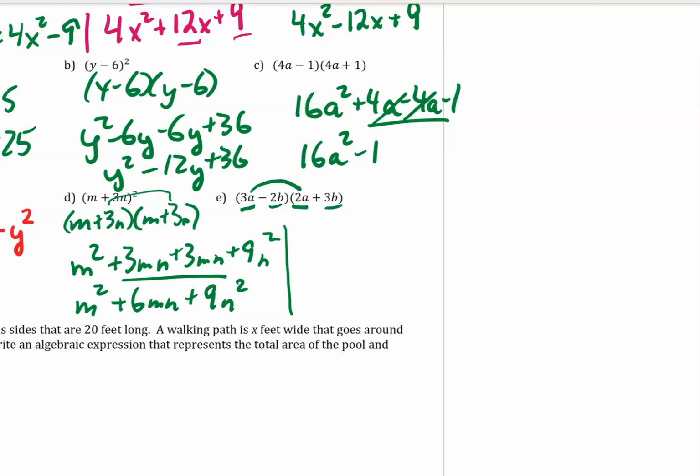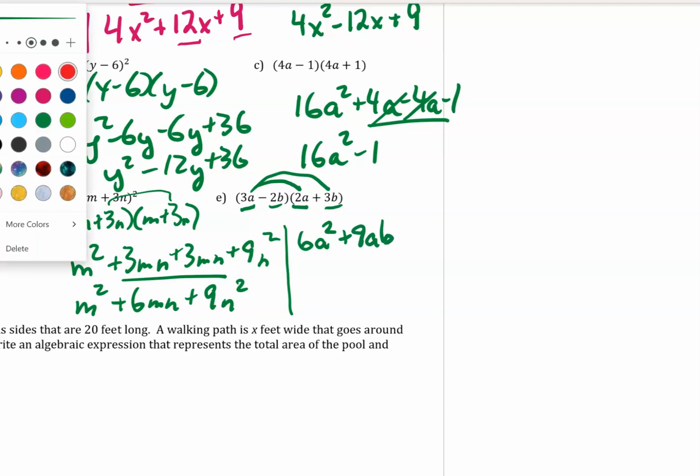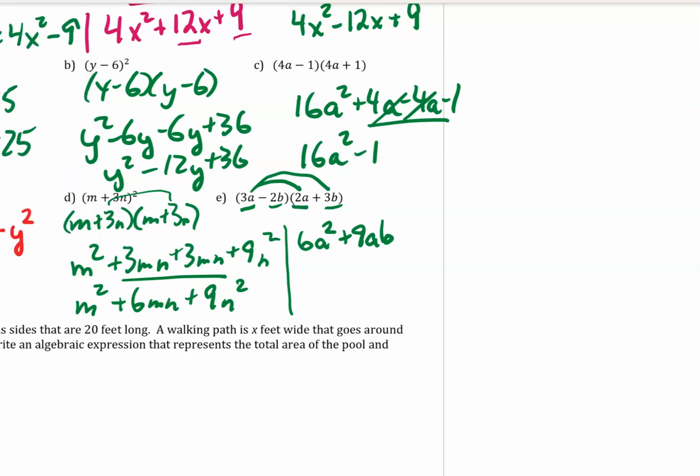3a times 2a is 6a squared. 3a times 3b. 3 times 3 is 9. A times b is ab. Switch pen color to do the second half. Negative 2b times positive 2a becomes minus 4ab. Negative 2b times plus 3b becomes negative 6b squared.